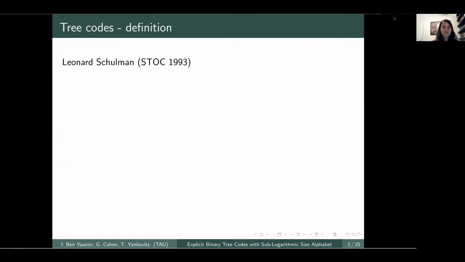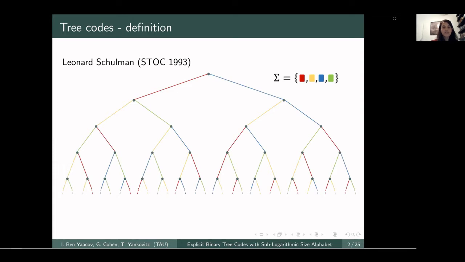Tree codes were first introduced by Leonard Schulman in the early 90s as a key ingredient for interactive coding. A tree code is an infinite binary tree together with a coloring of its edges, where the colors are taken from some color set Sigma, or alphabet. We require that the tree has the following notion of distance. For every two vertices of the same depth, we consider the path from their least common ancestor to them and take the fraction of colors in which these paths differ.